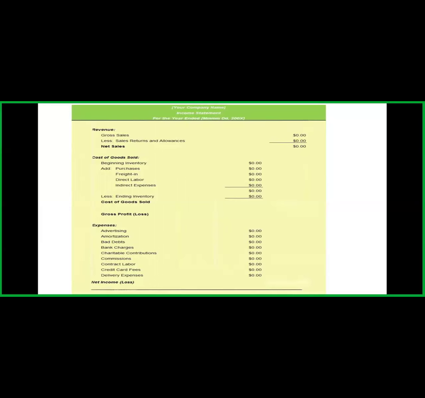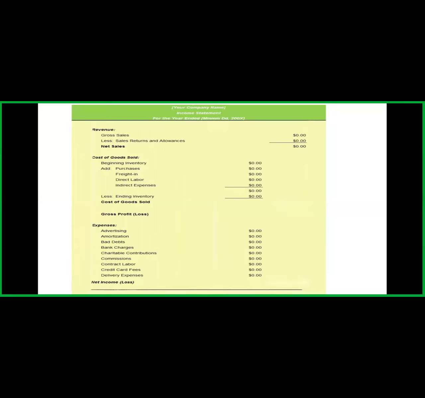If they are having some other businesses, or if they rent their property, they earn the interest on the funds. So these are their other incomes. So in the revenue, what you find is the gross sales. How much the company sells for that particular year? It is the main income source of the organization.